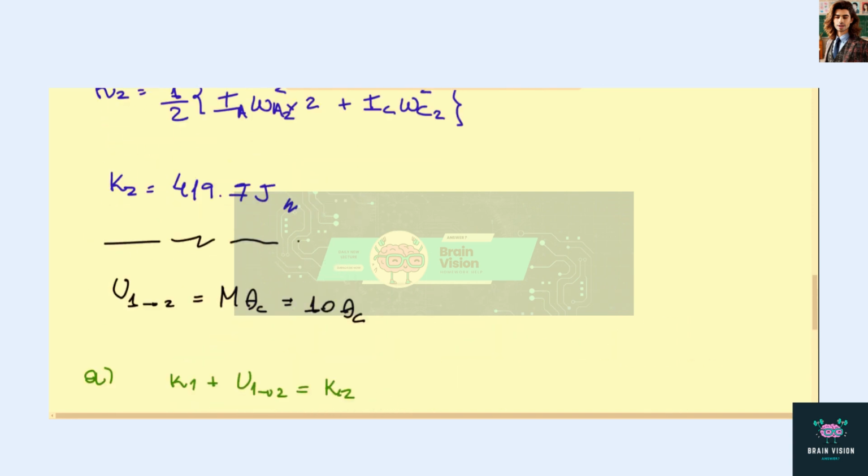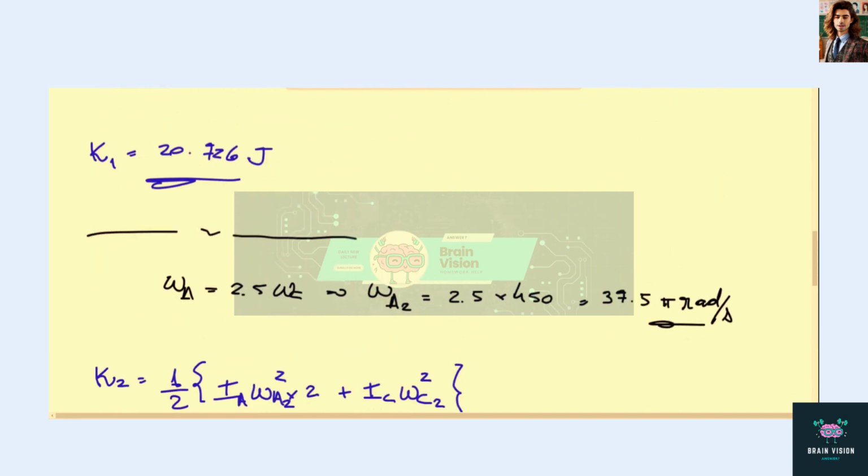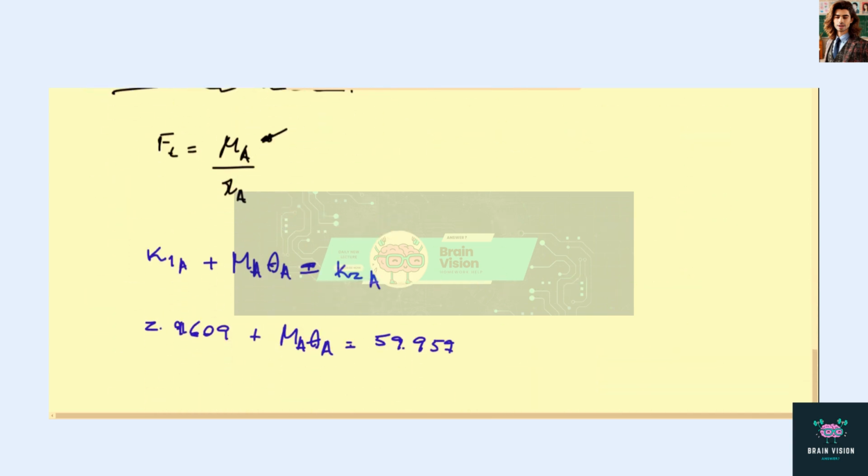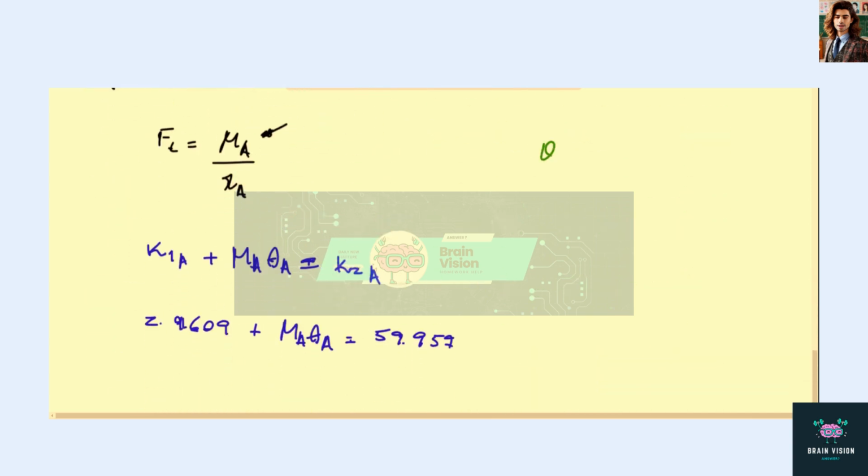Well, let's use the correlation between omega A and omega C, but instead of using it for angular speed, we're going to use it for the rotation. Therefore, we can say here, as an observation, that theta A is 2.5 theta C. Therefore, theta A is going to be equal to 99.744 radians.